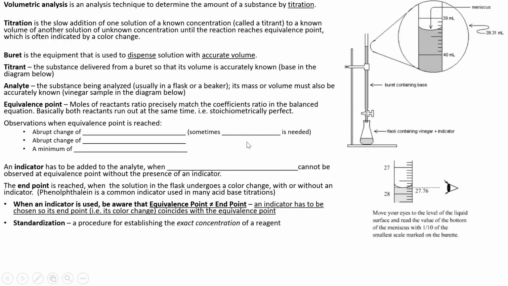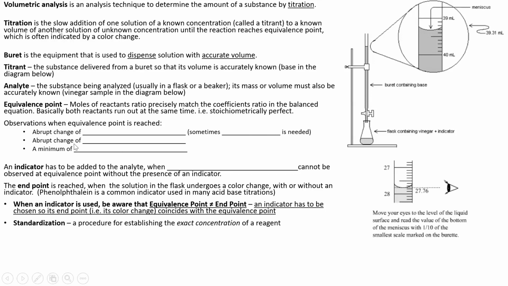The equivalence point is when the moles of reactants ratio precisely matches the coefficients ratio in the balanced equation. Basically what we're talking about there is when the reaction has just barely occurred, just exactly stoichiometrically perfect. There's not a limiting reactant, there's not an excess reactant. It's a stoichiometrically perfect ratio when exactly the right amount of both reactants are added.